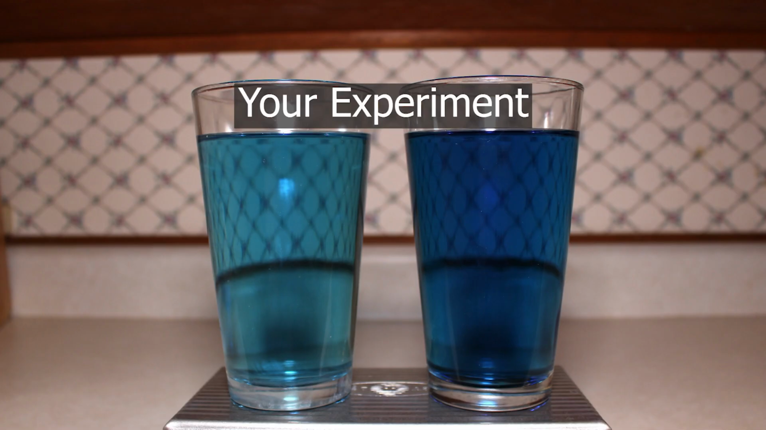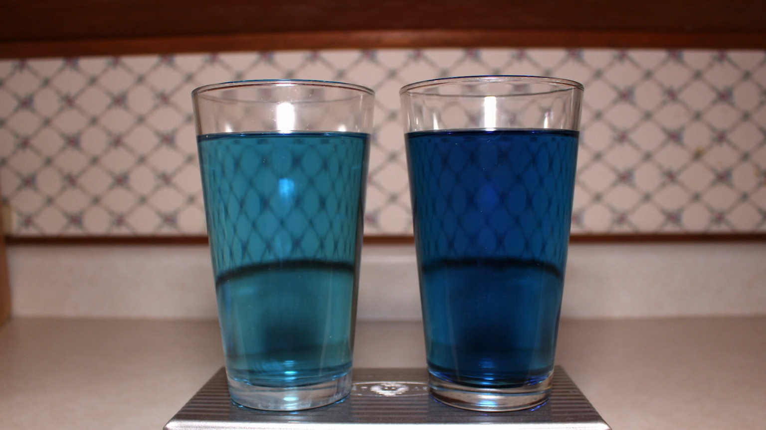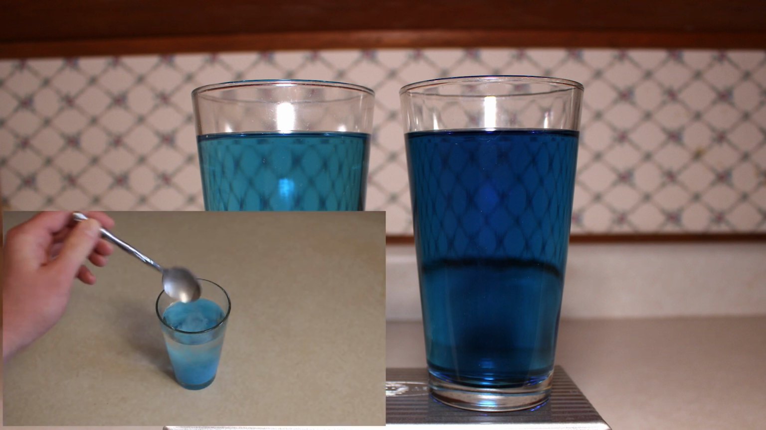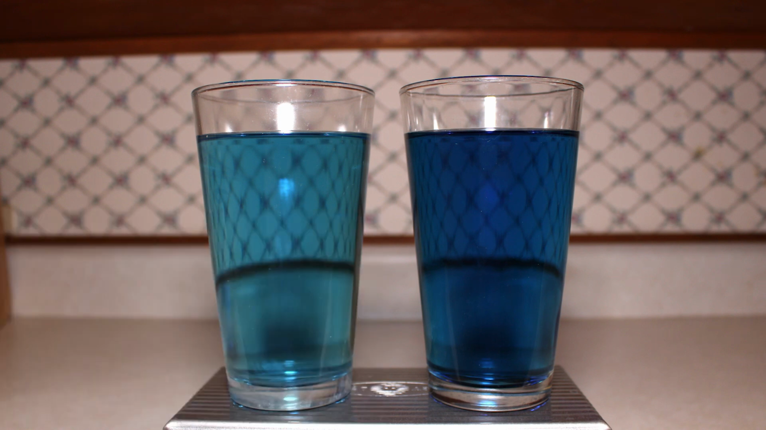Before we get into what you're going to be doing in this experiment, let's talk about how it works and why you're doing it. You are going to perform a technique that is used to determine the concentration of colored compounds in a solution. To show you how this works, I've got 2 glasses of some kind of blue drink here that I made by adding a powdered mix to each glass. But I didn't make these drinks the exact same way. One of these glasses has more powdered drink mix in it than the other.